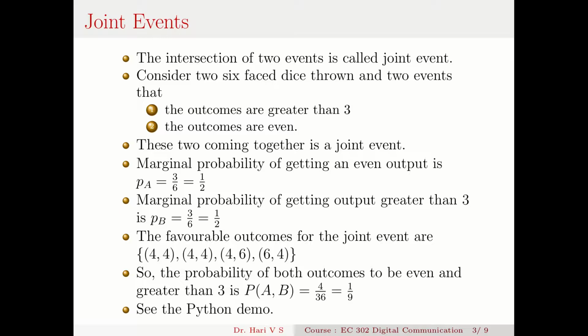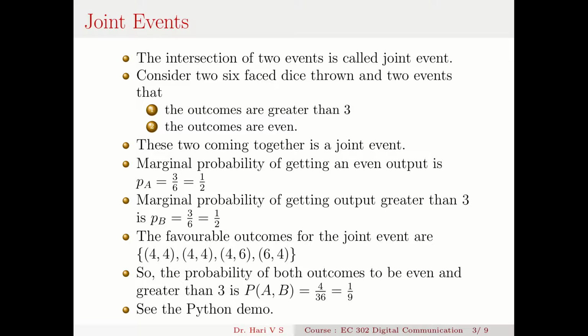Suppose let us consider a 6-faced dice, and let us consider two events: the outcomes are greater than 3, and the outcomes are even. You don't have to have two dice, you can have a single die in which you can have one event as greater than 3 and outcomes are even. These are all simultaneous events, or what you call the joint events. So these two coming together is a joint event.